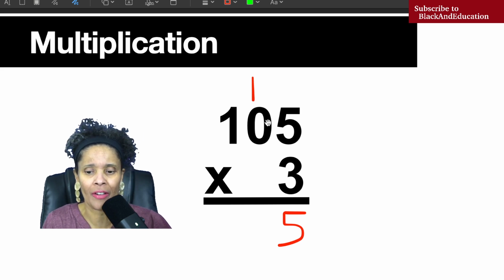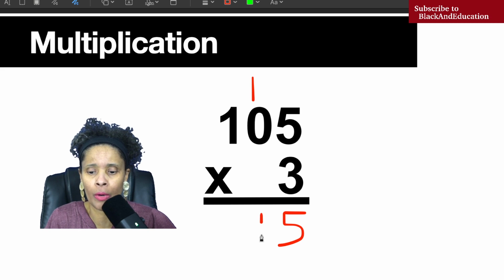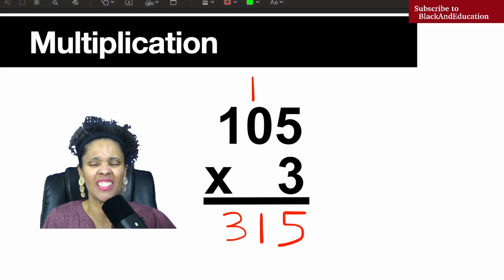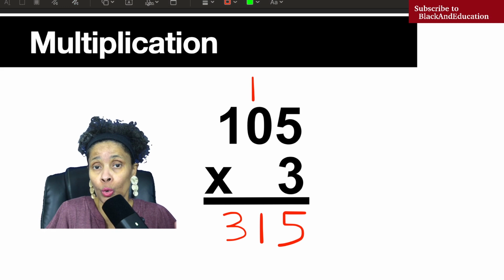And so then we're going to have 3 times 0. That's going to be 0. Obviously, we'll bring down our 1 right here. And then we're going to have 3 times 1, which is going to be 3. So the answer is going to be 315. And when you take a look at that, that's an example of a problem that your child might be asked to do in fifth grade.